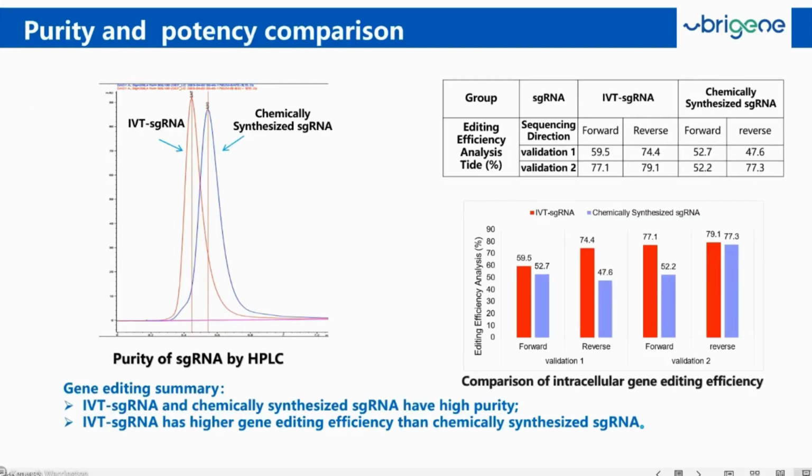We did a direct comparison of IVT versus chemically synthesized guides in our hands. While both IVT as well as chemically synthesized guides can achieve high purity, we find in our workflows that the IVT has higher gene editing efficiency than the chemically synthesized small guides, and that's demonstrated on the panels on the right, where we're comparing in red IVT versus the purple chemically synthesized small guides in evaluating the editing efficiency.